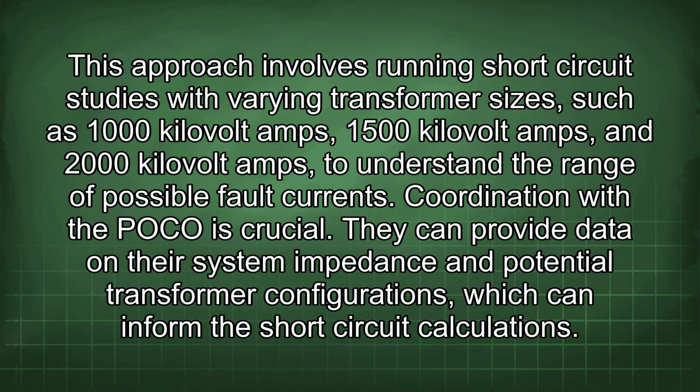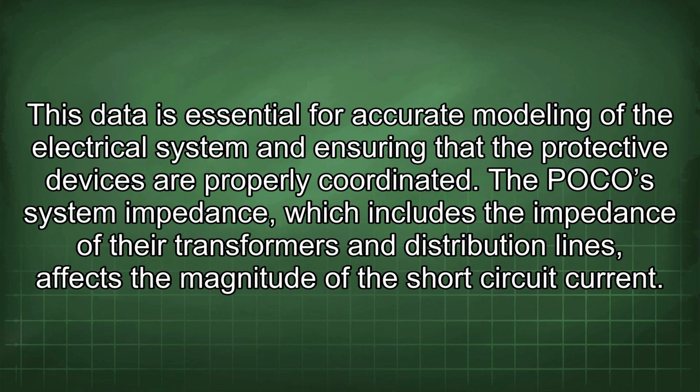Coordination with the POCO is crucial. They can provide data on their system impedance and potential transformer configurations, which can inform the short-circuit calculations. This data is essential for accurate modeling of the electrical system and ensuring that the protective devices are properly coordinated. The POCO system impedance, which includes the impedance of their transformers and distribution lines, affects the magnitude of the short-circuit current.